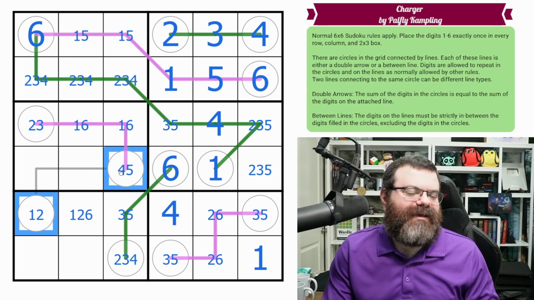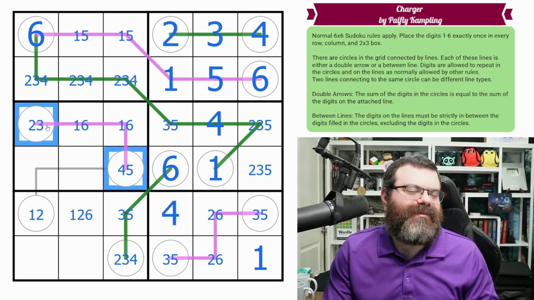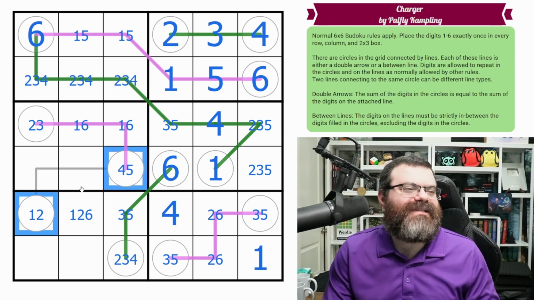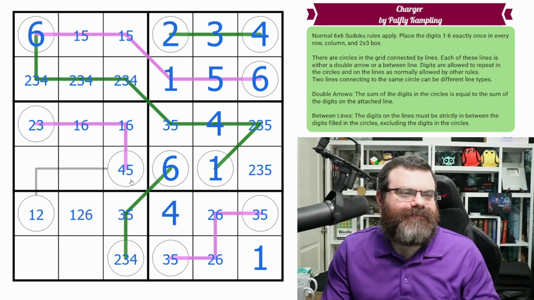The only way we're adding to 7 with these two digits is 5 plus 2. But the problem with 5 plus 2 is this also needs to add to 7. Right, so no matter what, we can't have both this and this add to 7. And that's what would have to happen. I think that's the clean way to look at it. Therefore, this is a between line.